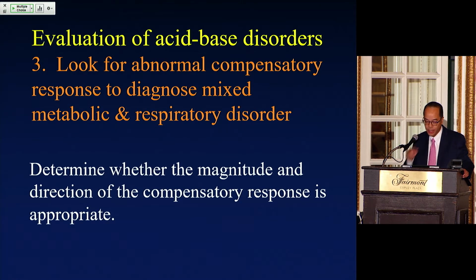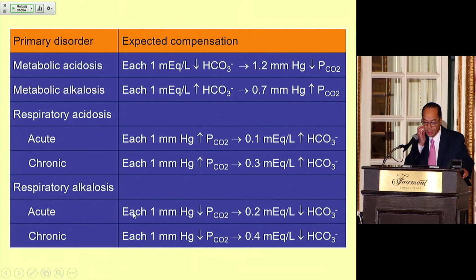And then the third part is to determine whether there is a normal or abnormal compensatory response to that acid-base disturbance. All acid-base disturbances elicit a compensatory response where the body, meaning the respiratory apparatus and the kidney, attempts to partially correct that back to normal and minimize pH disturbances. So determining the magnitude and direction of the compensatory response is critical here.